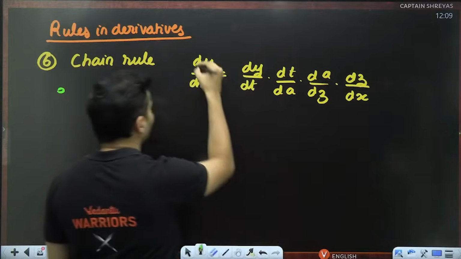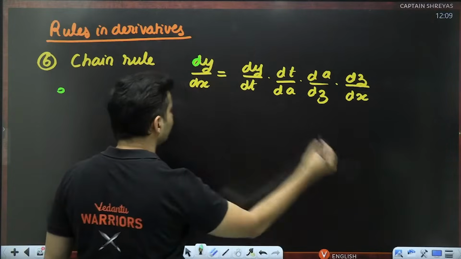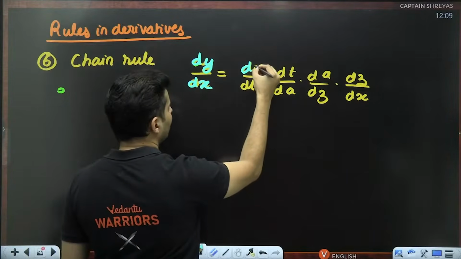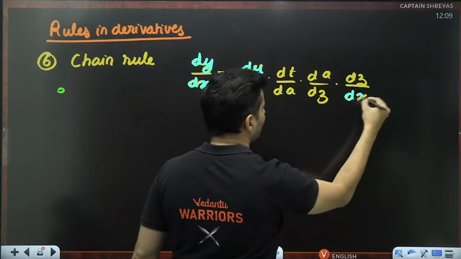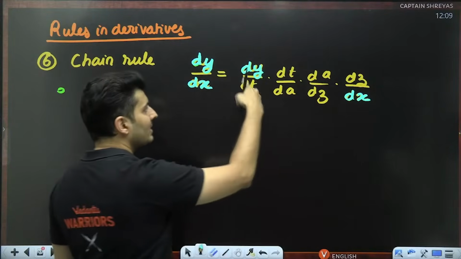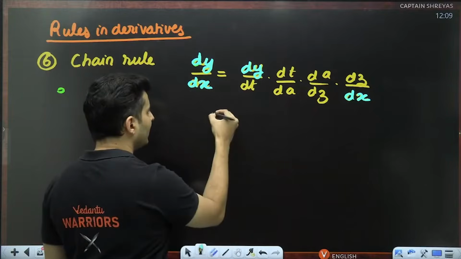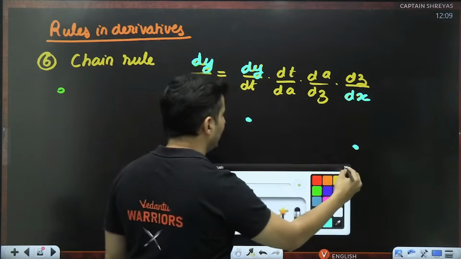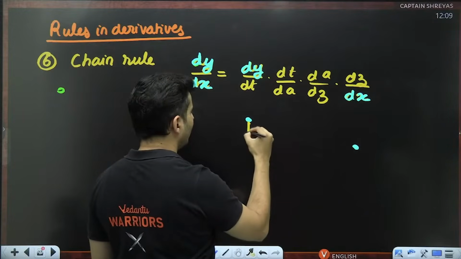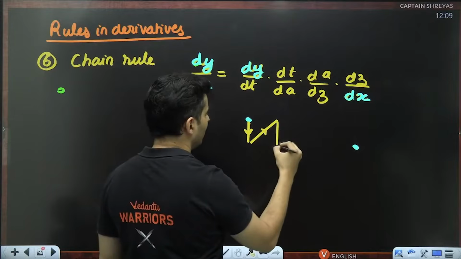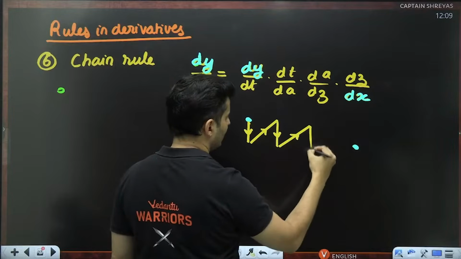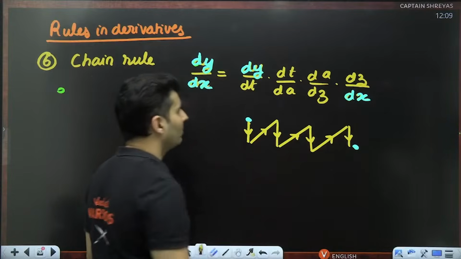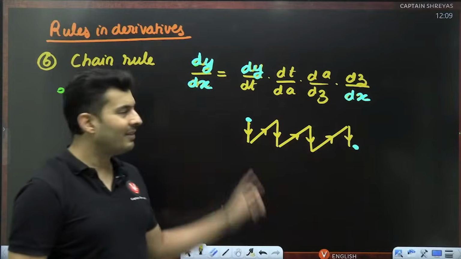Notice one thing. This was, let's say, dy, and this was dx. dy is only there over here and dx is only there over here. Everything else is like a chain. The first term is here, the last term is here, and after that what you have is a chain. You go down like this and go here like this, and you can stop at any given point of time. So there is like a chain of events which are happening.